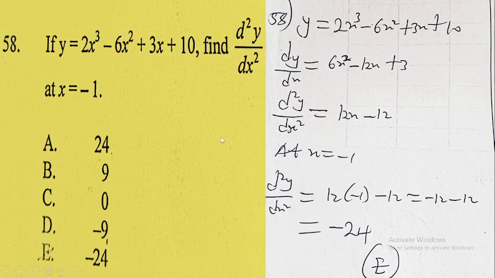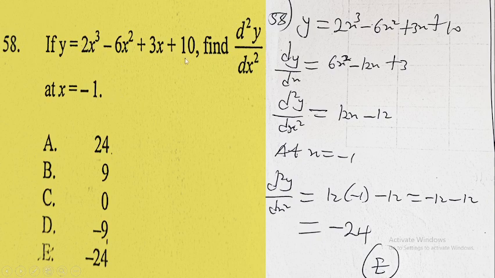Now question number 58 is the next question we are solving, and that one is on differentiation. We are given y is equal to 2x cubed minus 6x squared plus 3x plus 10. We have to find d²y/dx² at x equals -1.